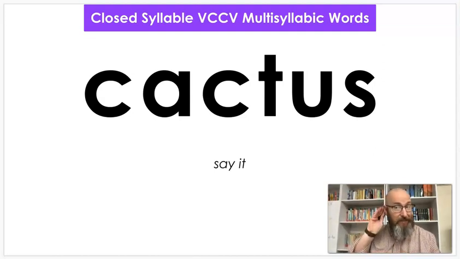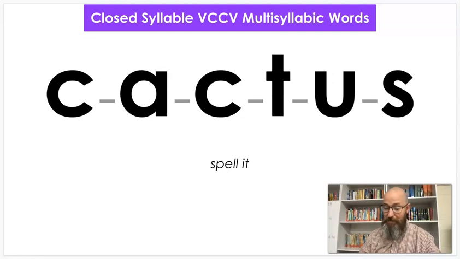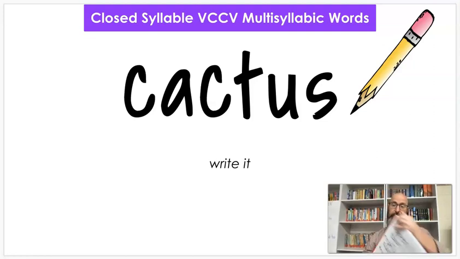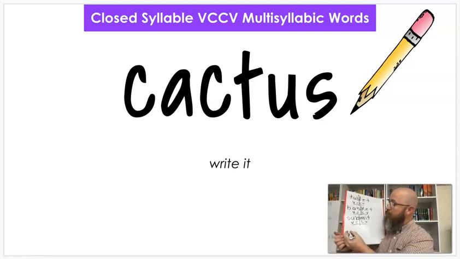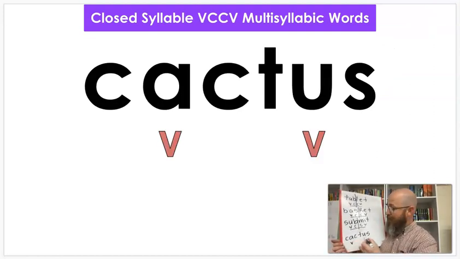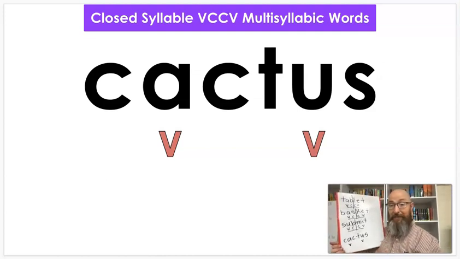Our next word is cactus. Can you say cactus? Spell the word. C-A-C-T-U-S. Cactus. We're going to write it. C-A-C-T-U-S. Then we're going to label the vowels again. Label your vowels. Do you remember what to do next? Build a bridge. What do I put on my bridge? All the consonants. That is right.